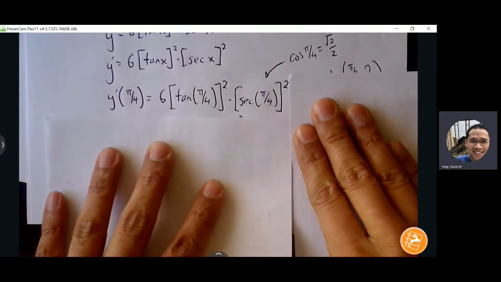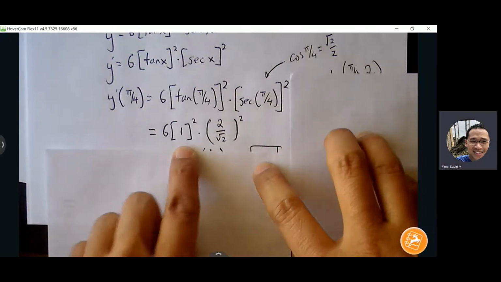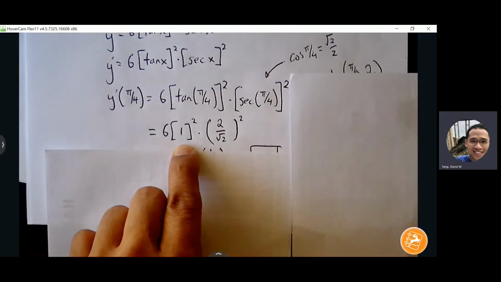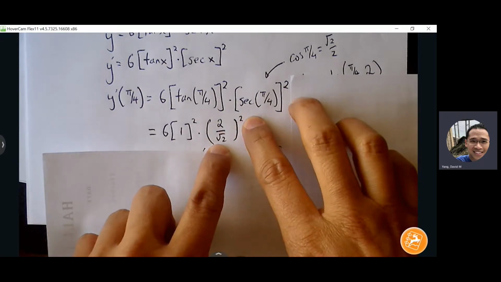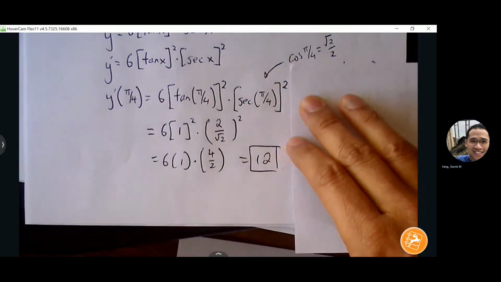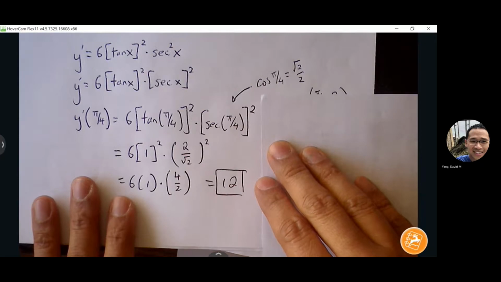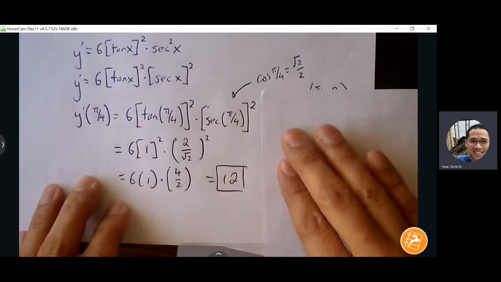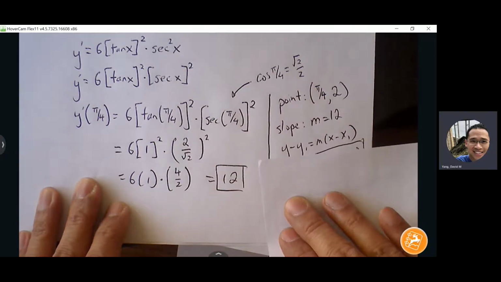So let's say I use 2 over root 2. The 1 is going to get squared, which is still 1. The 2 over root 2 gets squared, which is 4 over 2, which is 2. And 6 times 2 is 12. So there's my slope. So I have my ordered pair. I have my slope. Now I can put it into point slope form.